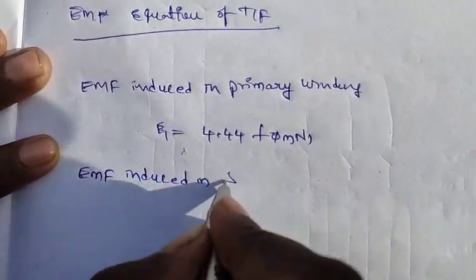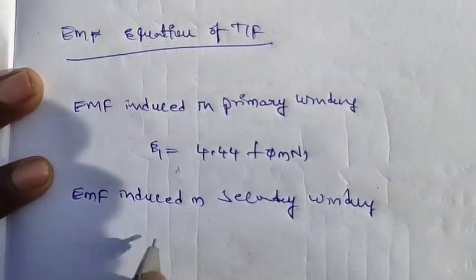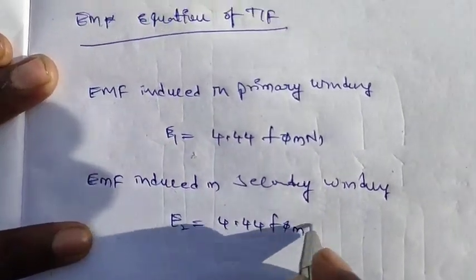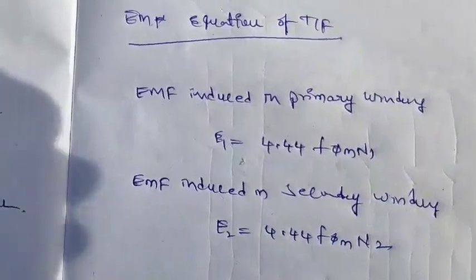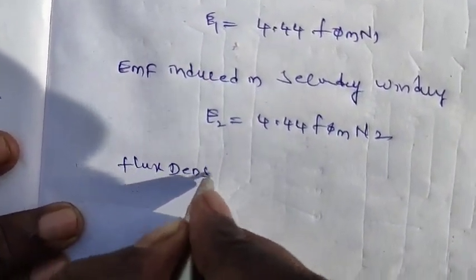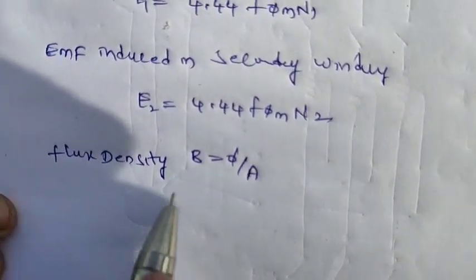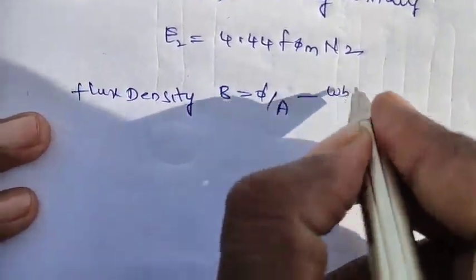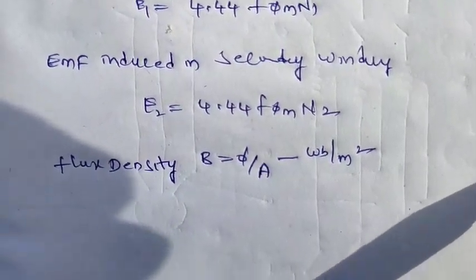EMF induced in secondary winding is equal to 4.44 f φm N2. And flux density B is equal to flux per area. Unit is Weber per meter square.